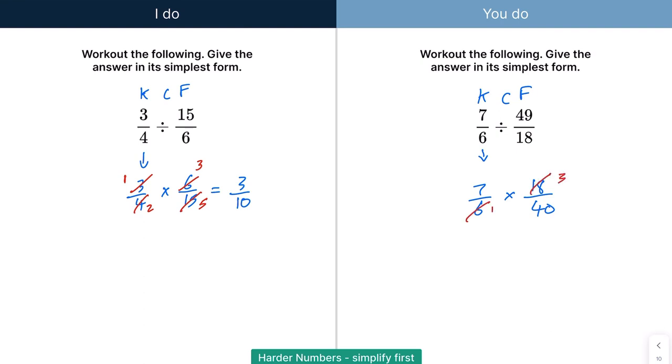Now what else can I simplify? We have the 7 and 40, that can't be simplified. And then we have the 1 and 40 there. So there's nothing else that I can simplify here, so I can just multiply that across. 7 times 3 is 21, and that's over 40. Hopefully you can see that was a lot easier than doing 7 times 18 or 6 times 40. If you simplify, it just makes your life easier.